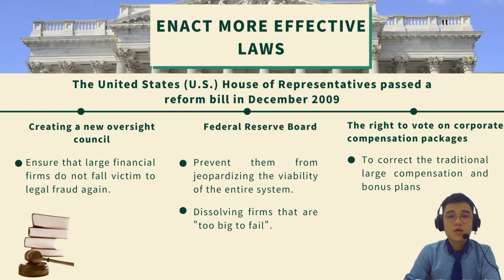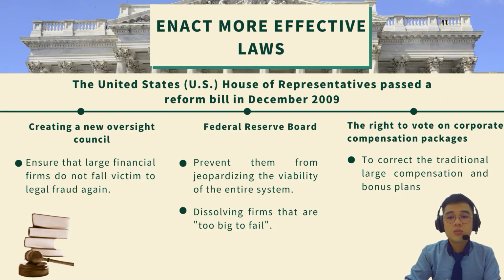First, the US House of Representatives passed a reform bill in December 2009. This bill would create a new oversight council to ensure that large financial firms do not fall victim to legal fraud again, which would harm the economy. In this bill, the Federal Reserve Board will strictly regulate these large financial firms to prevent them from jeopardizing the viability of the entire system. The Federal Reserve Board's powers include dissolving firms that are too big to fail.